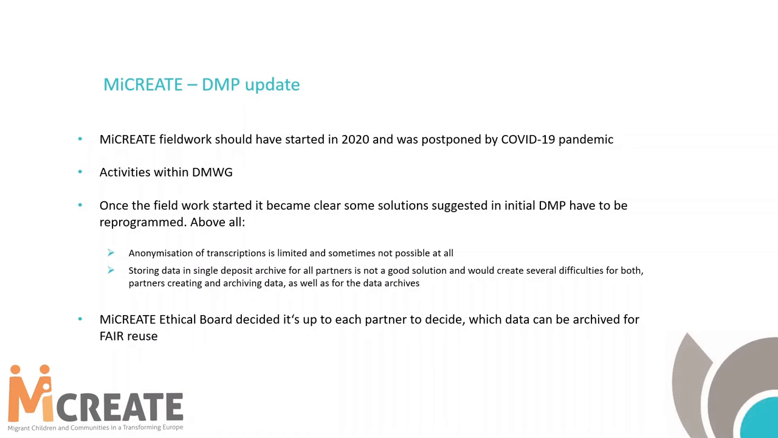Once COVID settled down a little bit, the fieldwork started, and it became clear right away from interview number one that some solutions suggested in our initial DMP had to be reprogrammed, and drastically. First of all, we heard before about anonymization, sensitive data, personal data. The researchers started reporting, listen, some data just cannot be anonymized adequately. They can be anonymized, but then it's not data anymore. It's just a useless bunch of words that cannot be used. So our initial wish, oh yes, we will publish everything in open access, abiding by FAIR principles, dropped down to very little in the end just because of this.